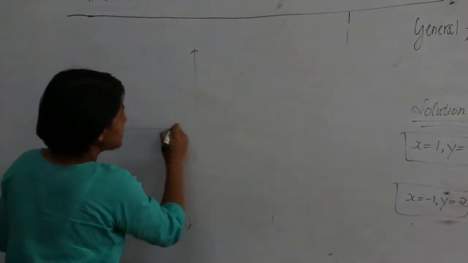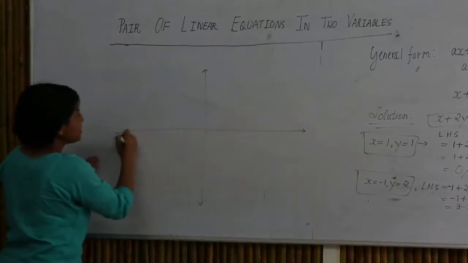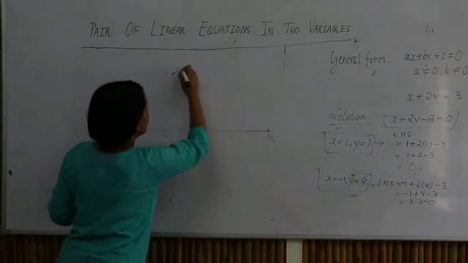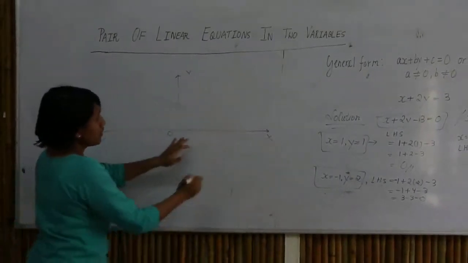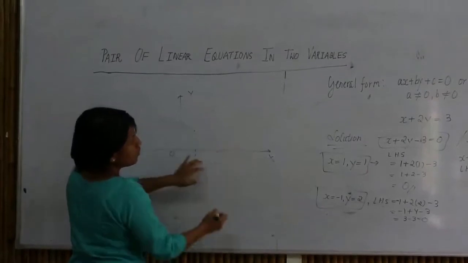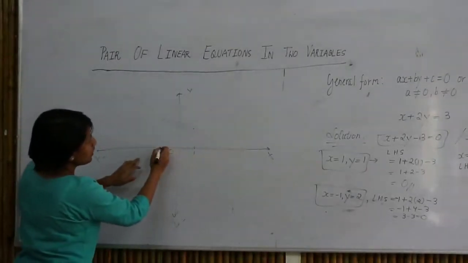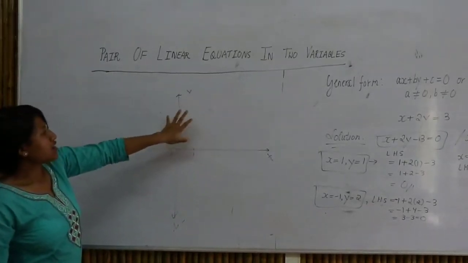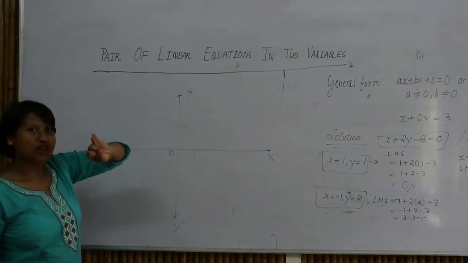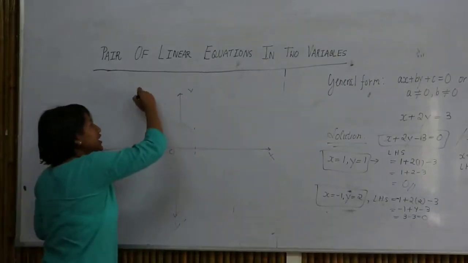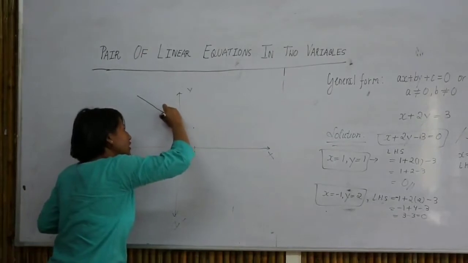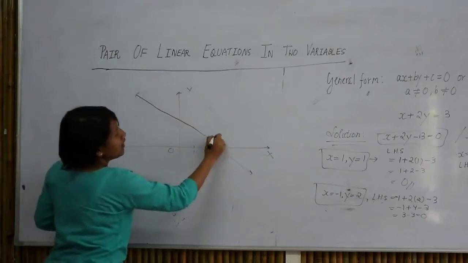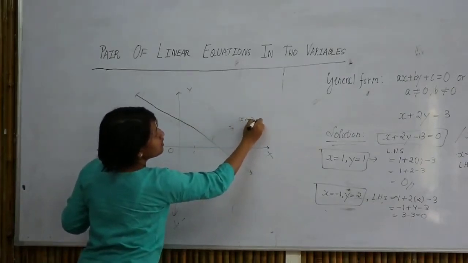Draw first the x-axis, the y-axis. 1, 1, and then minus 1, 2. Now while trying to plot, sometimes we choose only 2 solutions or 3 solutions, and then we join. We get a straight line, and this is the graph of this equation.